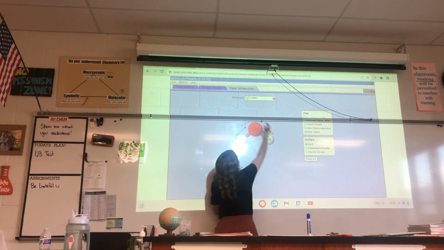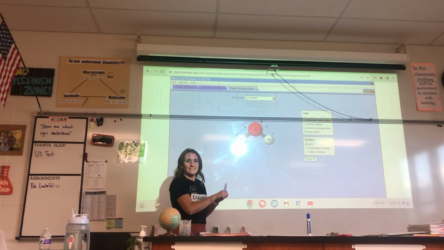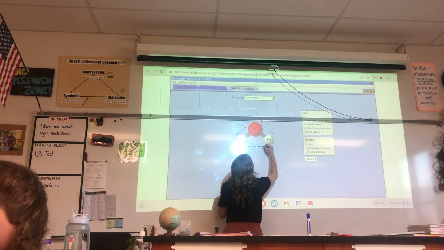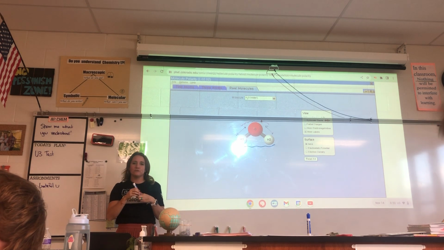The top, because the arrows point to the negative. That's what I said. And then the bottom, add that to your picture.